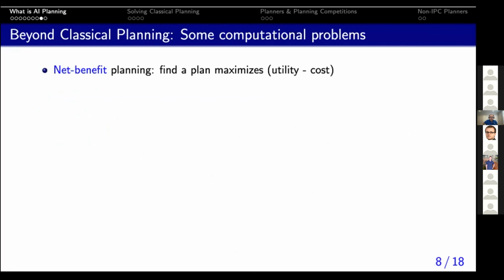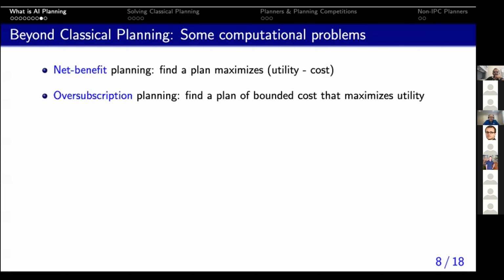So, going beyond the classical planning model, net benefit planning considers both the cost of a plan and the utility obtained by the plan. We aim at finding a plan that maximizes the difference between the two values. In oversubscription planning, you also deal with costs and utilities, but we don't make the assumption that these two are comparable. So plans will have a bounded cost, and the aim is to find such a plan that maximizes its utility.